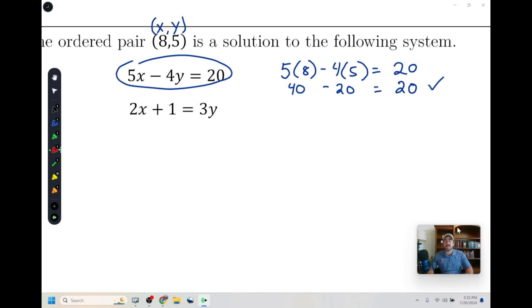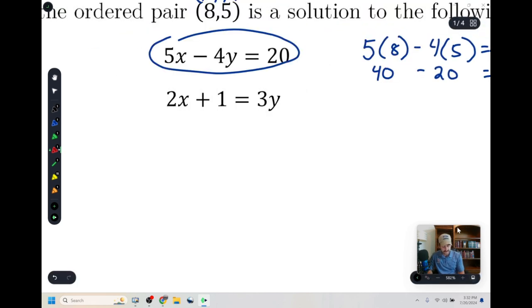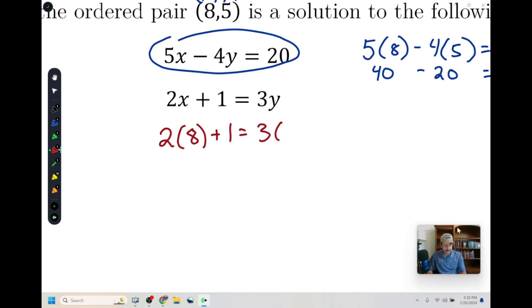But that doesn't mean it's a solution of the system. We need to go and check. So we'll do it one more time. We'll say 2 times 8 plus 1 equals 3 times 5. And we'll see that we're going to get 16 plus 1 equals 15. So 17 equals 15, and no, it does not.